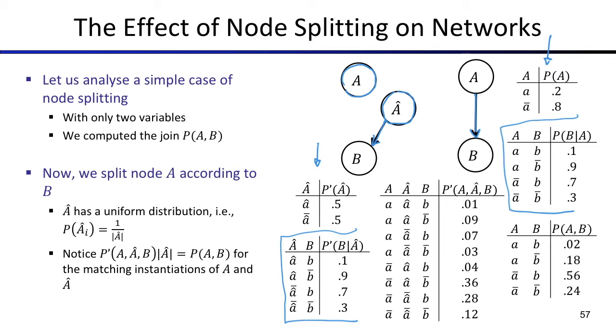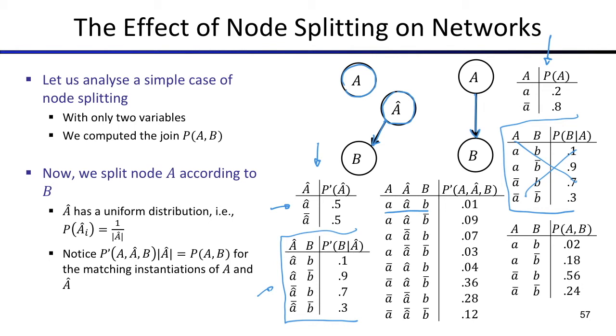Now, let's compute the joint probability between A hat and B. In order to do that, we can forget about this table here, because we don't have the probability of B given A anymore. We only have the probability of B given A hat. So we're not looking at that table, we're going to look at these three tables here. That is the probability of A, the probability of A hat, and the probability of B given A hat. We have this entry here. So what we have to do is look at the matching entries.